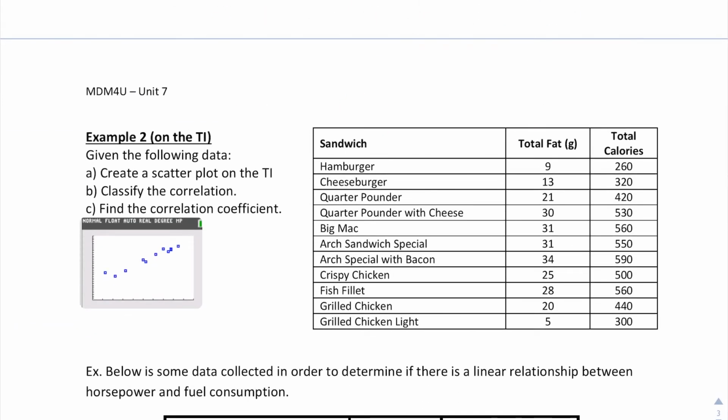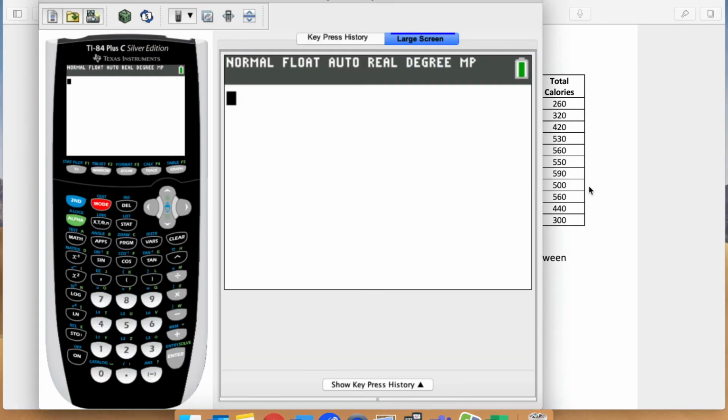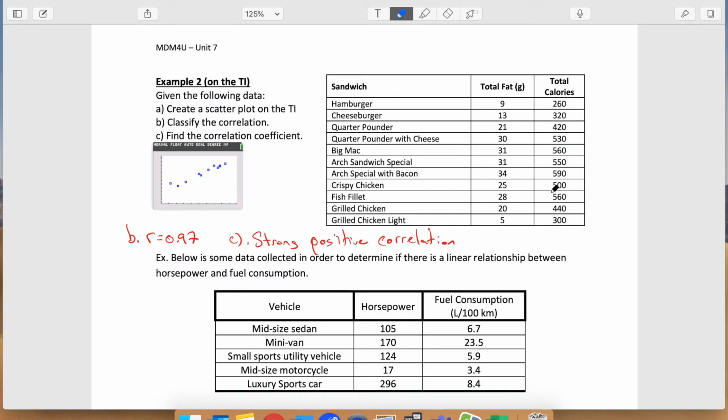We are going to use our calculators in order to solve and figure this stuff out. What I'm going to do is switch to my laptop, which has a virtual TI calculator, and I'll show you how. Okay, let's take a look at the question here. We're going to graph the following: create a scatter plot on our calculators, classify the correlation, and then find the correlation coefficient.